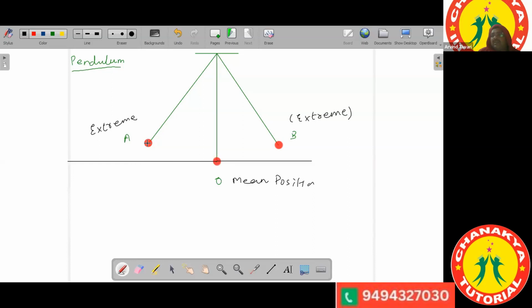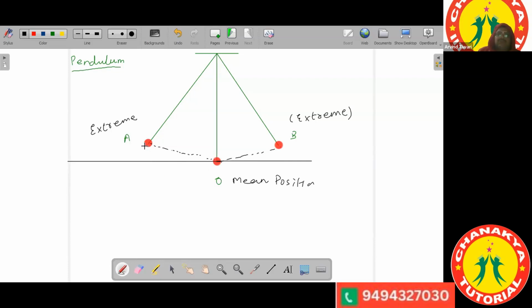its speed increases. As it moves towards the point O, its speed increases slowly. And when it reaches the point O, it has the maximum speed. After this point O, it again starts moving towards the point B and its speed starts decreasing.